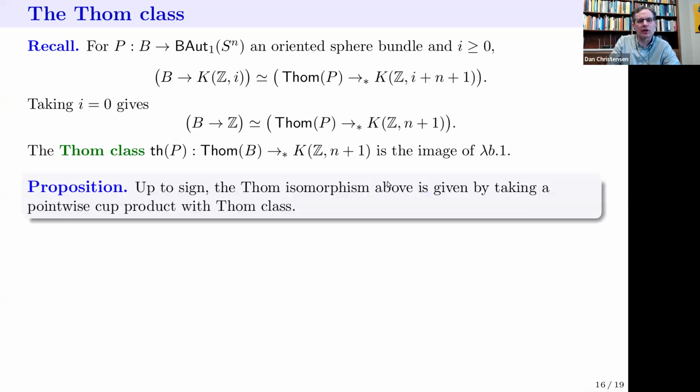And then you can show that up to sign, that Thom isomorphism is given by taking the cup product with the Thom class in a certain sense. You have to change domains appropriately, but that's what's going on here. So this is often how it's defined, and in this approach, you get the equivalence easily, and then you can define the Thom class from the equivalence.